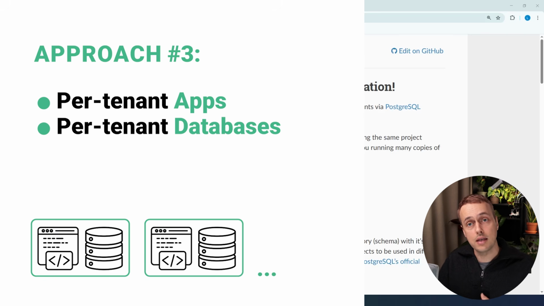And the final, most expensive approach is to have a standalone Django application for each client and also a standalone database for each client. And that way the applications themselves never interact. They don't actually share the same code. So you have complete isolation, but obviously that is the most costly approach. So those are three different approaches for tenanted applications.